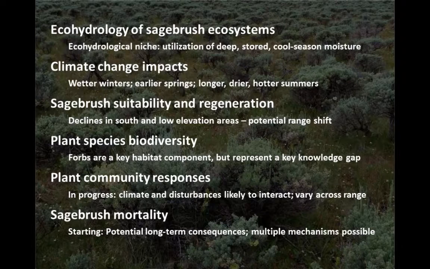In terms of suitability and regeneration, our work suggested that we're expecting some declines in the southern part of the range and in low elevation areas. This may lead to a potential range shift in coming decades. Certainly, we expect a shift in the areas that would support sagebrush. The dynamics of how sagebrush responds to that are still uncertain.